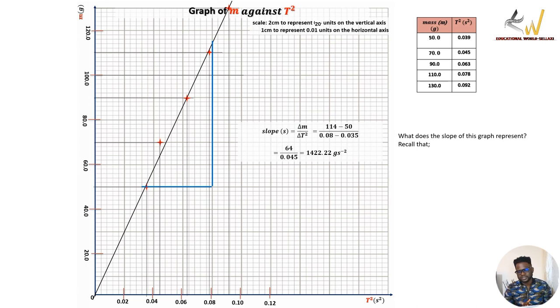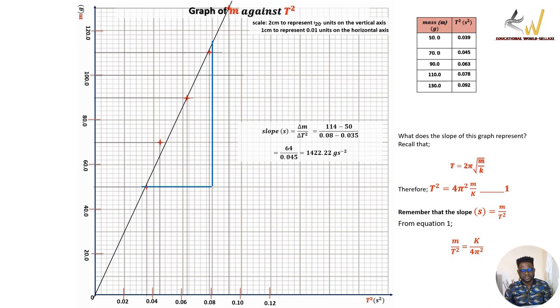So what does the slope of this graph represent? What is the significance of this experiment? Now, you know from the formula for the period of an oscillating loaded mass that the square of the period is 4 pi squared m over k. Remember that the slope is change in m over change in t squared. So when we make the slope the subject of the formula in this equation one, the slope, which is m over t squared, is equal to k over 4 pi squared. So k over 4 pi squared here is a constant. It doesn't change.